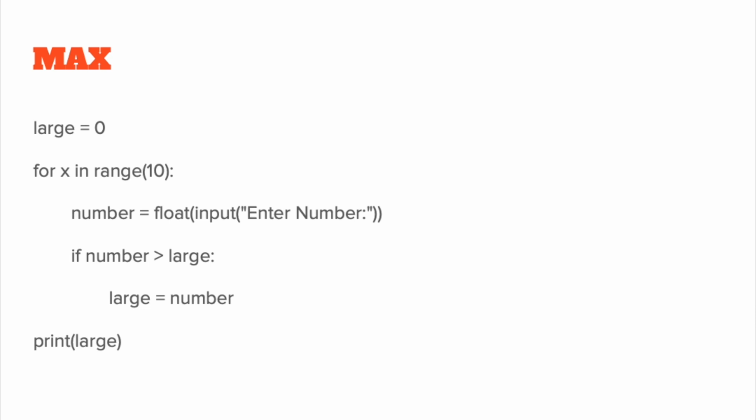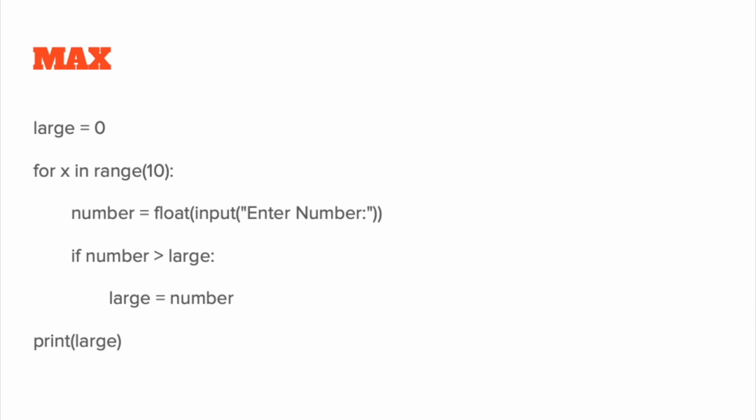Okay, let's look at working out the max, or the maximum number, based on whatever inputs or whatever data you have. So in this case, we're going to create a variable called large, and we're going to set large as 0 because 0 is the largest number. Now, if you're dealing with negative numbers, you might want to set this to a very crazy negative number like minus 9999999 or something like that.